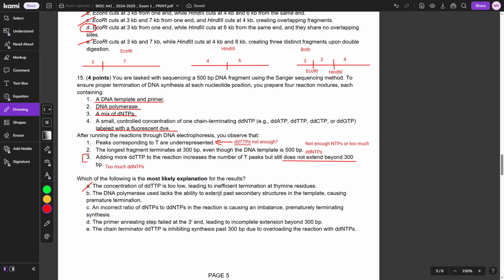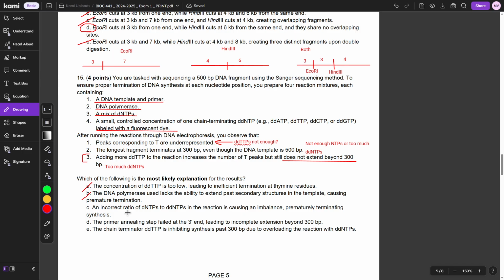The DNA polymerase lacks the ability to extend past secondary structures in the template, causing premature termination. Nothing here is mentioned about secondary structures in the template, so I don't like that answer. I'm going to skip that.